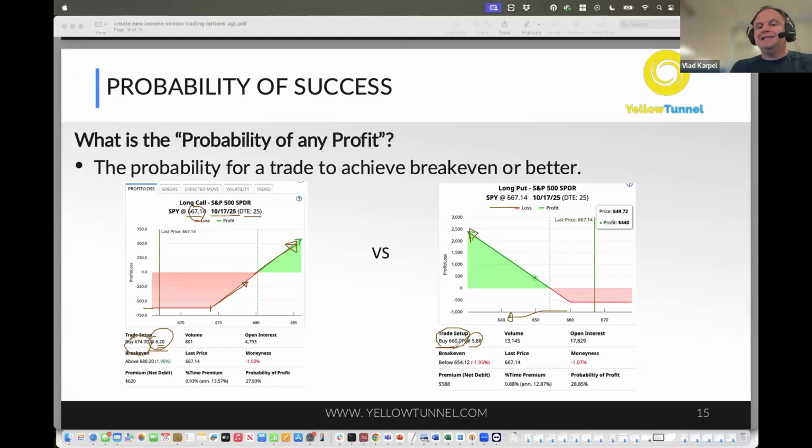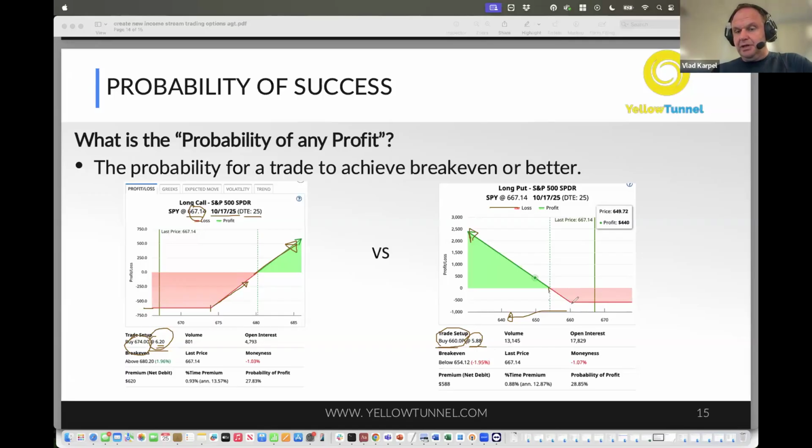I have insurance down to the 660 level, plus the premium that I paid, right? But if it drops to 650 or 640, if the pullback is deeper than 655, let's say we get to the 50-day moving average at 650 or 645, then this is when I'm going to start making money. You have a break-even point.